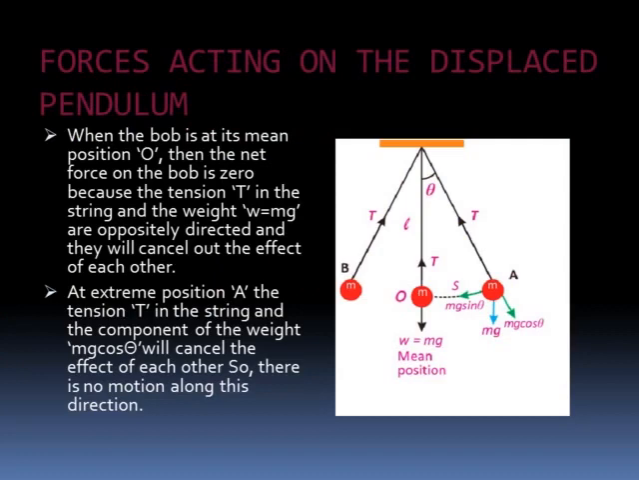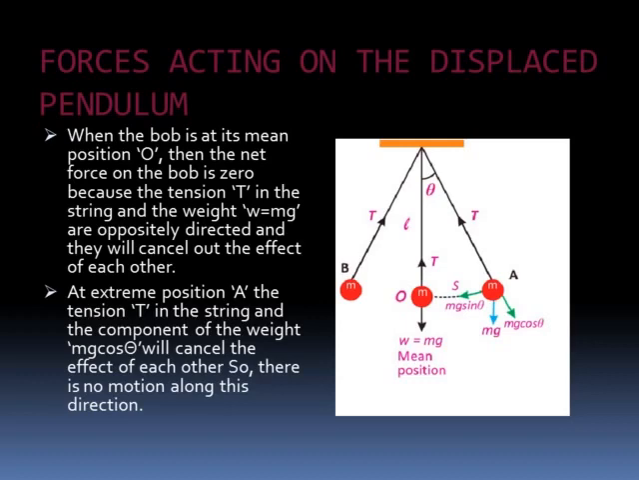Now we come to the discussion about the forces acting on a displaced pendulum. For this, please look at the diagram. Here the length of pendulum is represented by the letter L. The tension in the string is represented by the letter T. The mean position of the bob is represented by O, whereas A and B are its extreme positions.